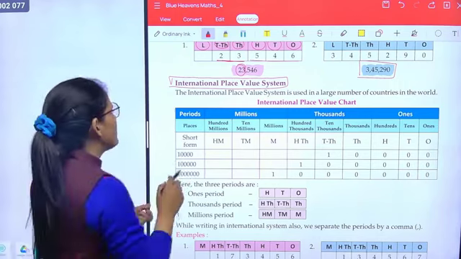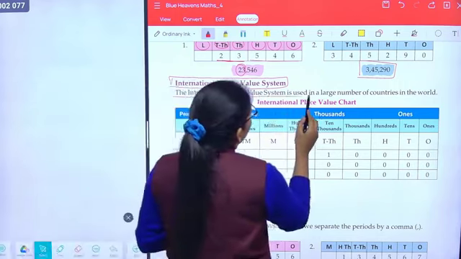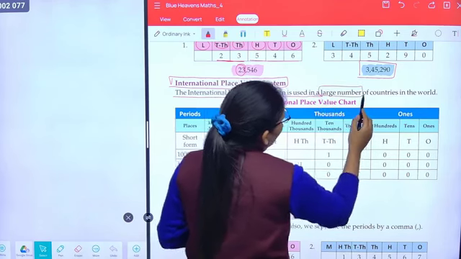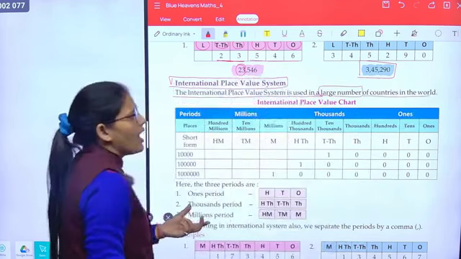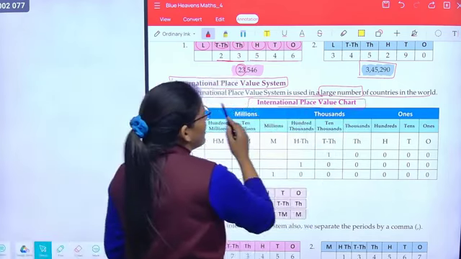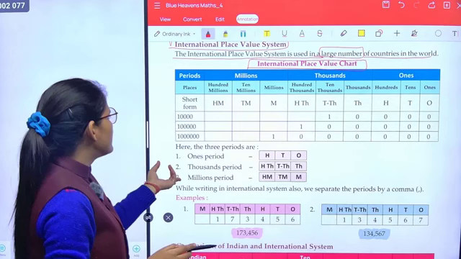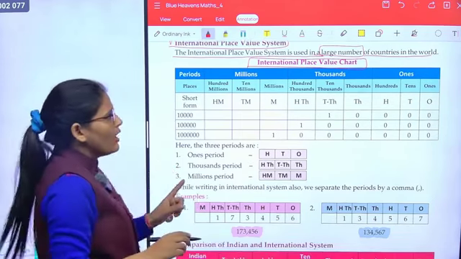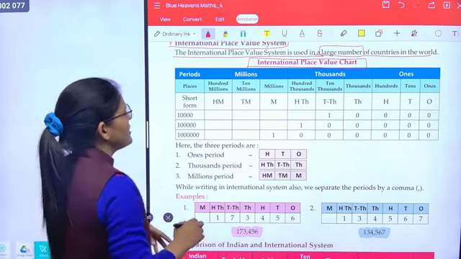नाउ क्लास, इंटरनेशनल प्लेस वैल्यू सिस्टम. The international place value system is used in a large number of countries in the world. International place value chart. See, एक होता है national और एक होता है international.